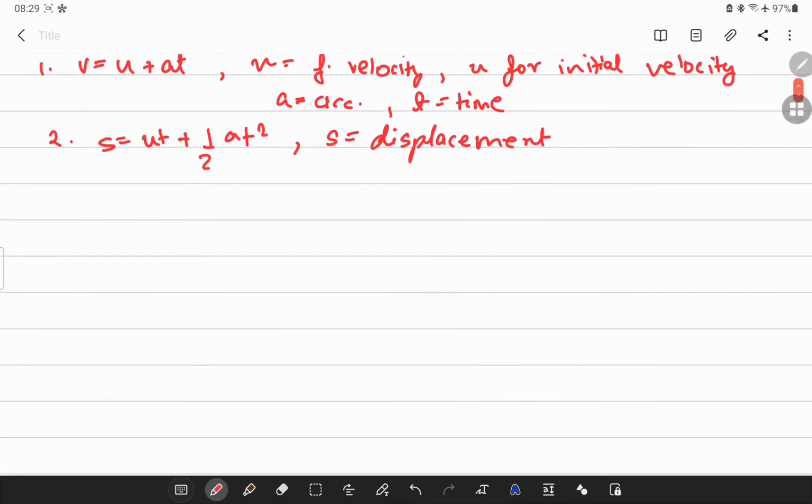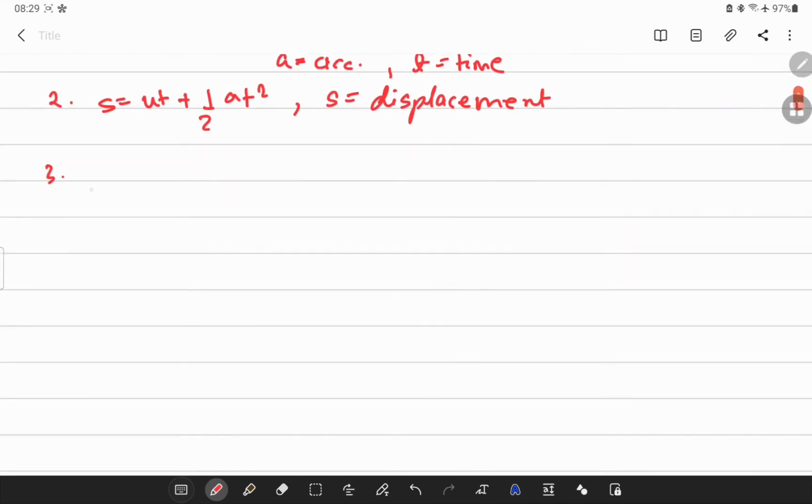The rest are the same. Okay, coming on to the third one. The third one is V square minus U square is equal to 2AS, or final velocity square minus initial velocity square is equal to 2 into acceleration into displacement. Again, this is displacement, not distance. Now coming on to how to prove these, or the plotting on graphs.